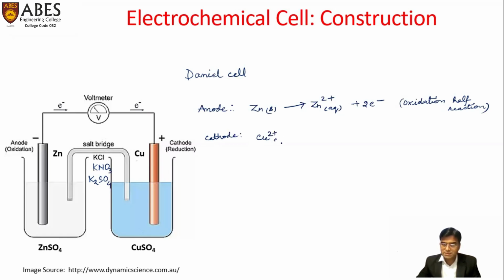copper 2+ ions from the solution will take up the electrons and they will form solid copper. Because copper 2+ ions are reduced here, this reaction is called the reduction half reaction.